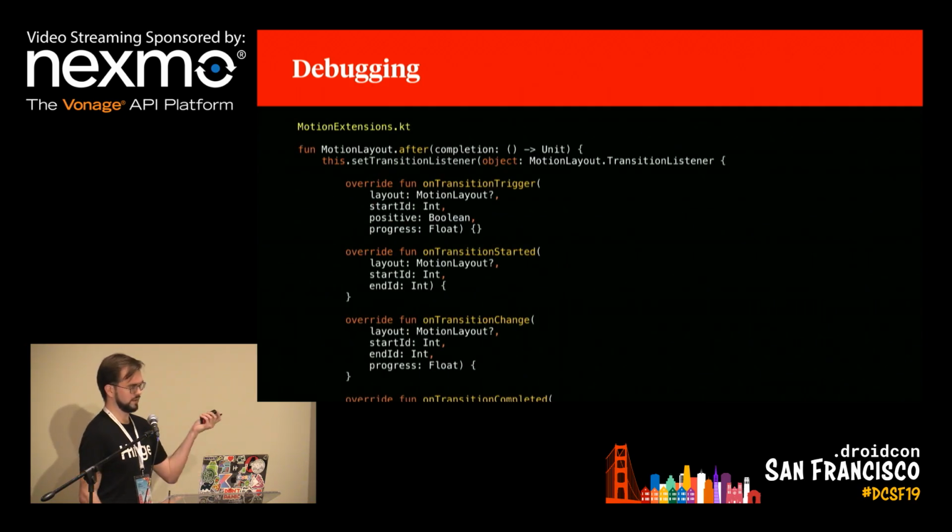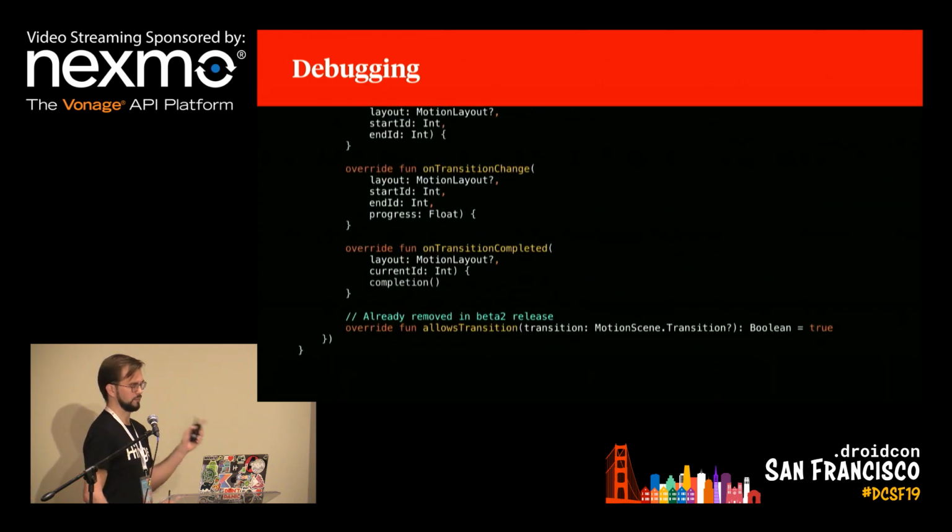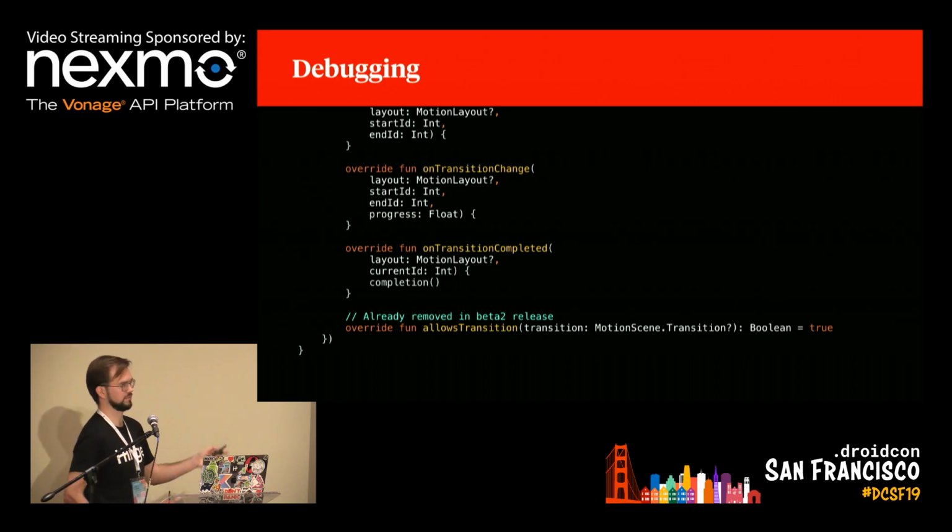And then when you use set transition listeners, as often as we do, we end up making a bunch of different extension functions, and this is just one of them. I will note that allows transition. If you see this in beta 1 and earlier examples from other talks, this is actually removed in beta 2.